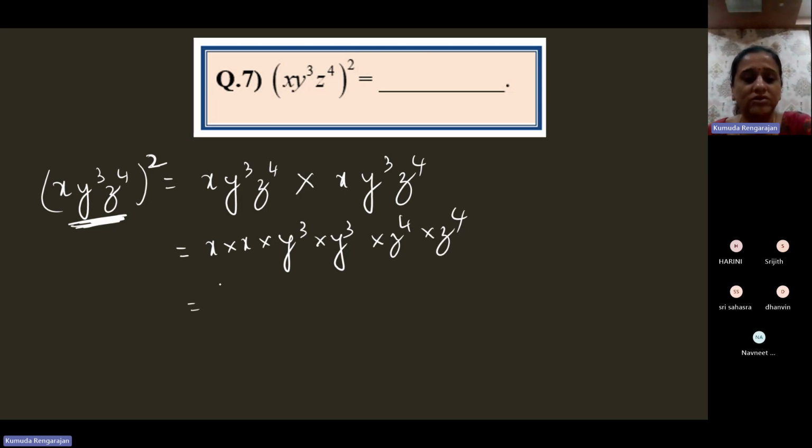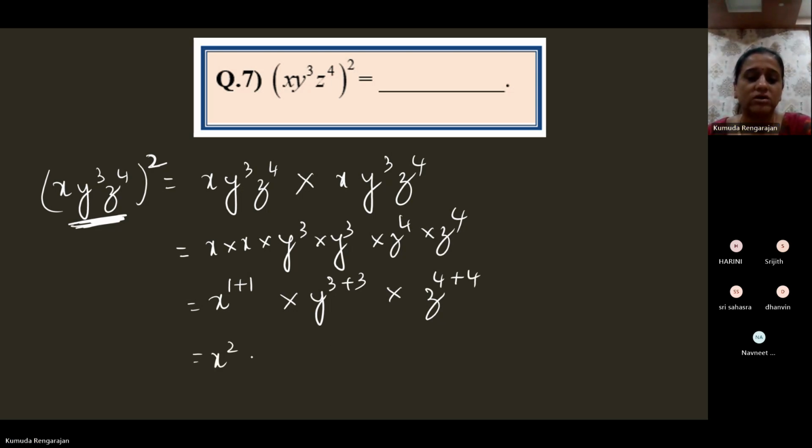By the law of exponents, when bases are same and it's multiplication, we need to add the powers. So x to the power 1 plus 1, into y to the power 3 plus 3, into z to the power 4 plus 4. So x squared, y to the power 6, z to the power 8. This is the answer.